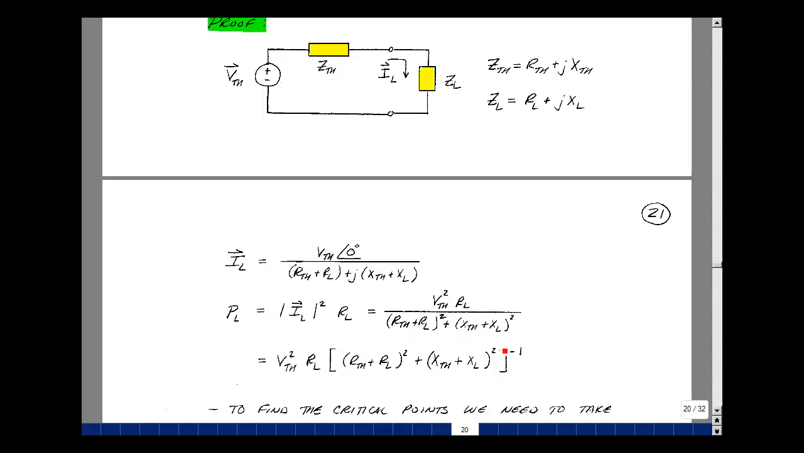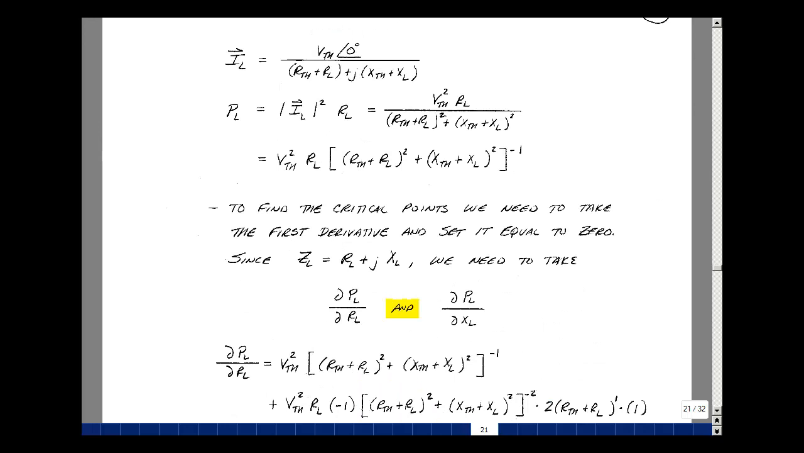We have a product of terms here. If you remember back in ECE201, we talked about how to find a maximum value by using the second derivative test of calculus. To do that, you have to find what are called critical points. This is taking the variable you're trying to maximize or minimize, taking the first derivative, and setting it equal to 0. We're trying to maximize the real power to the load. That's a function of two variables, R sub L and X sub L, so we'll take the partial derivative with respect to each.